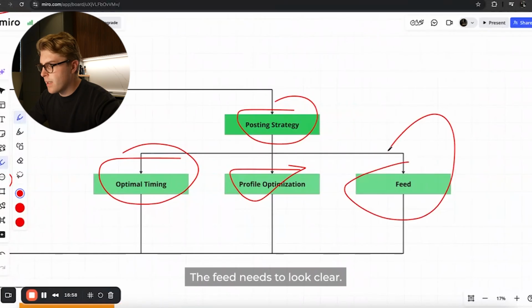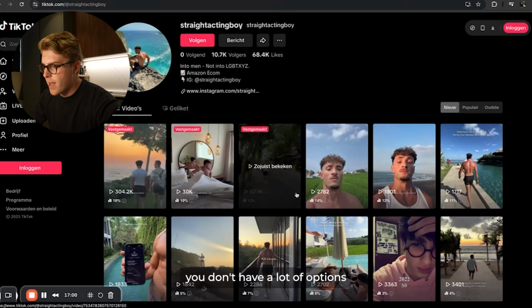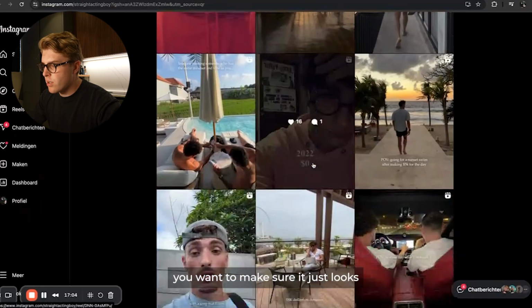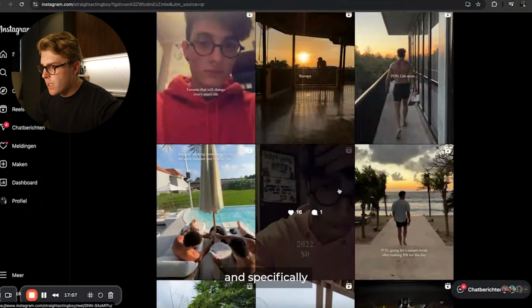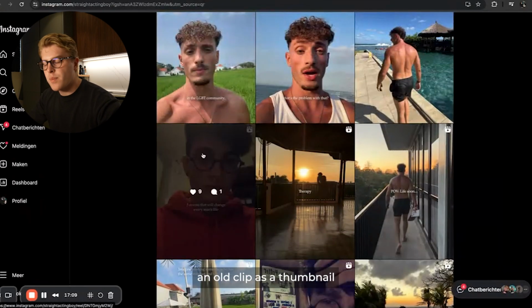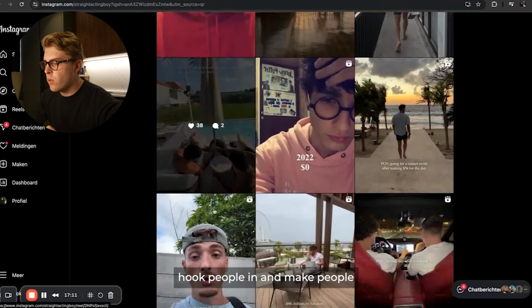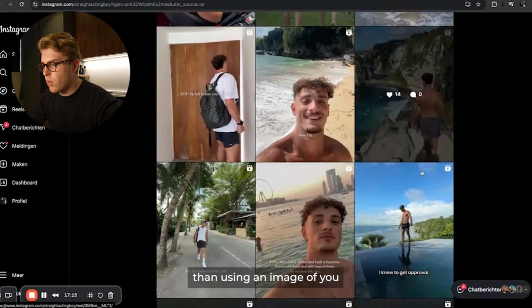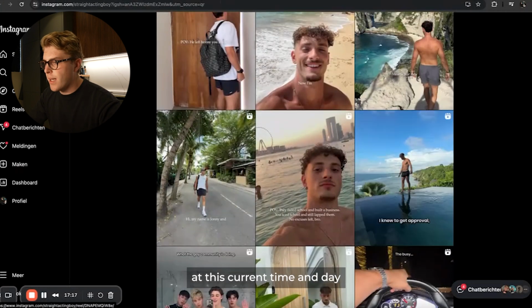And then the feed needs to look clear. Of course, on TikTok, you don't have a lot of options other than just your videos. But on IG, you want to make sure it just looks clean overall. And specifically for the storyline videos, use an old clip as a thumbnail because it will actually hook people in and make people click the video faster than using an image of you at this current time and day.